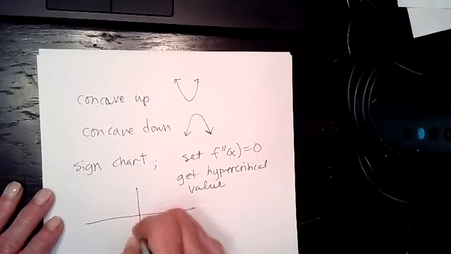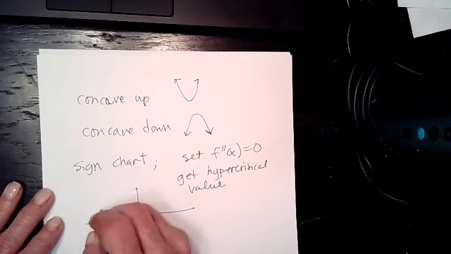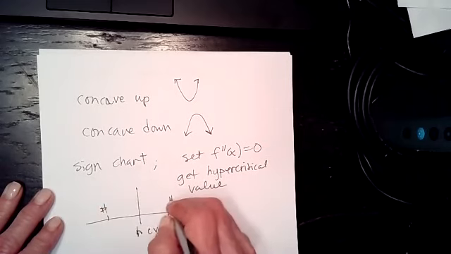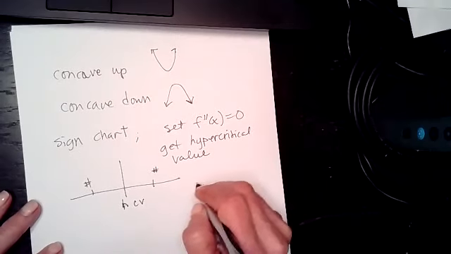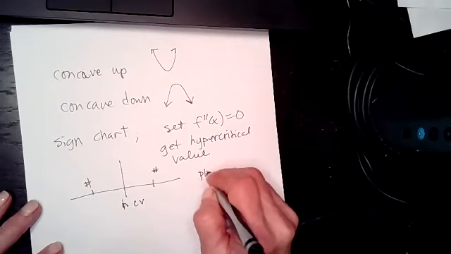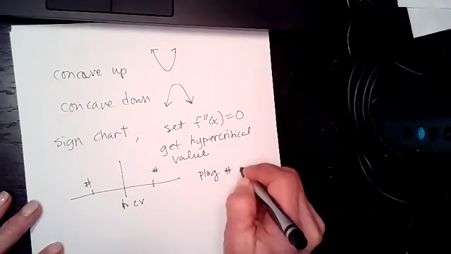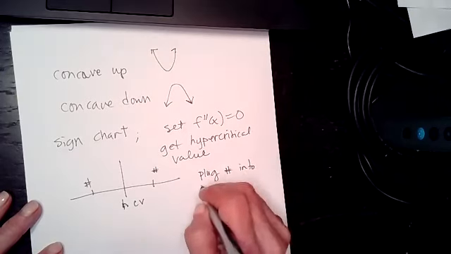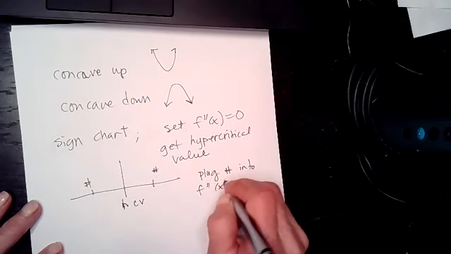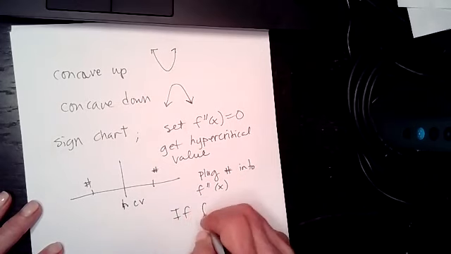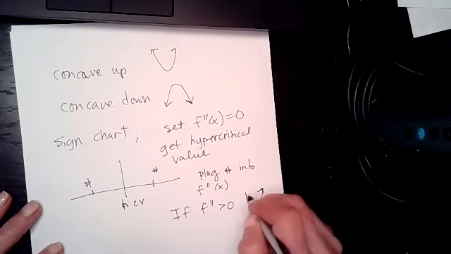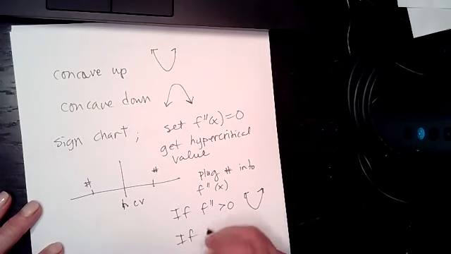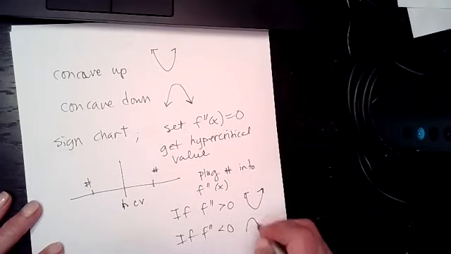And you're going to put your hypercritical value on your number line, and pick test numbers on each side and plug them into the second derivative. If your second derivative is positive, then you're concave up. And if your second derivative is negative, you're concave down.